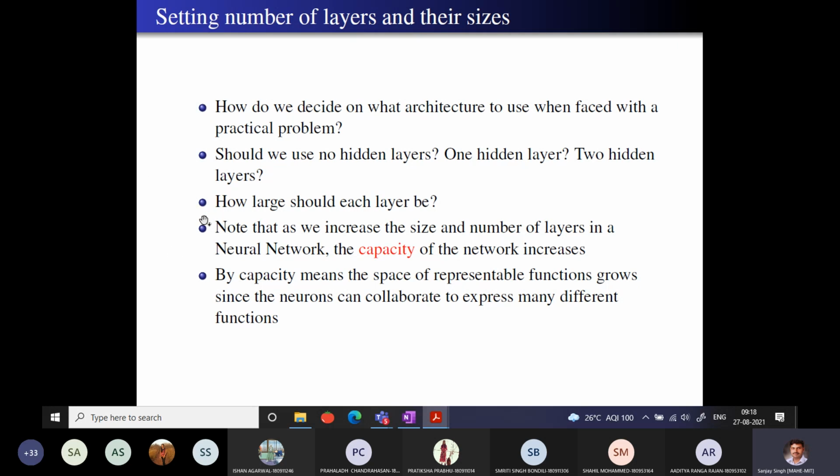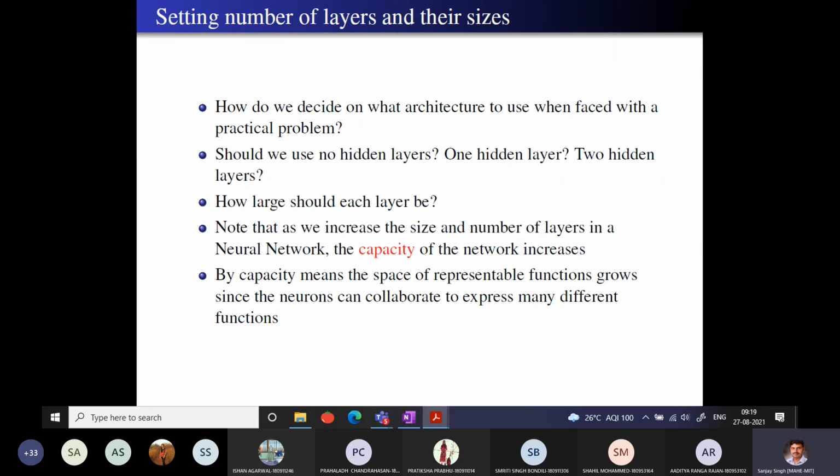But here, remember that as we increase the size and number of layers, when I say size it means the number of neurons in a particular layer, and the number of layers in the neural network, the capacity of the network increases. Now, what do you mean by capacity? I'll explain with the diagram also. Capacity means the space of representable functions grows since the neurons can collaborate to express many different functions. So you have a one neuron system, a two neuron system. As you increase the number of neurons, the kind of function it can approximate also increases. This is what you mean by capacity.